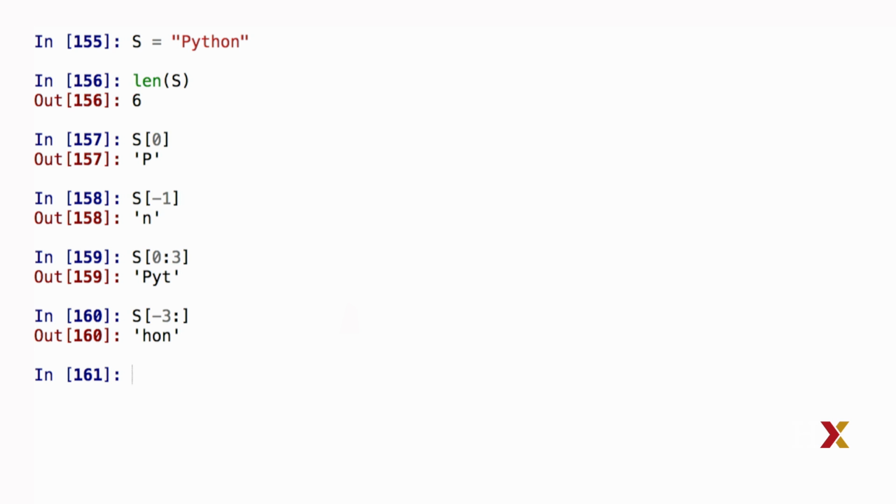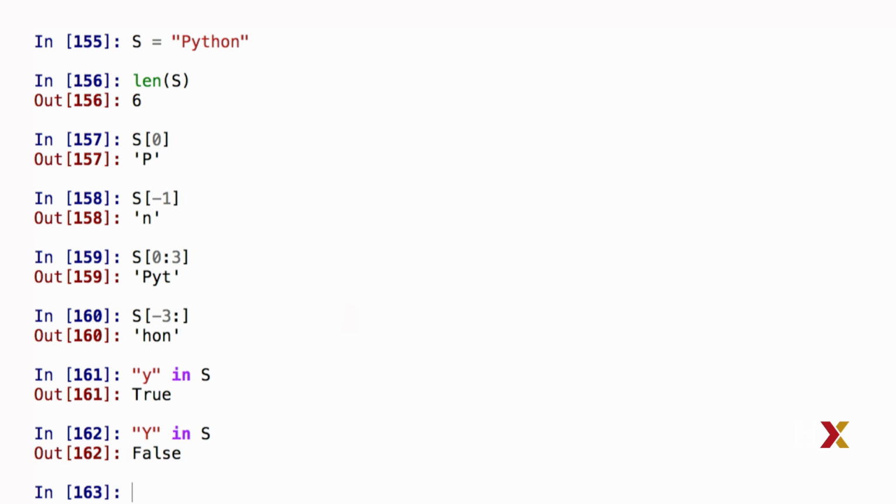I can also test for memberships using strings. For example, imagine I wanted to ask, is the character Y part of my string? So I can type in my Y and I can ask, is Y in s? And the answer is going to be true. If I use capital Y, the answer is going to be false.